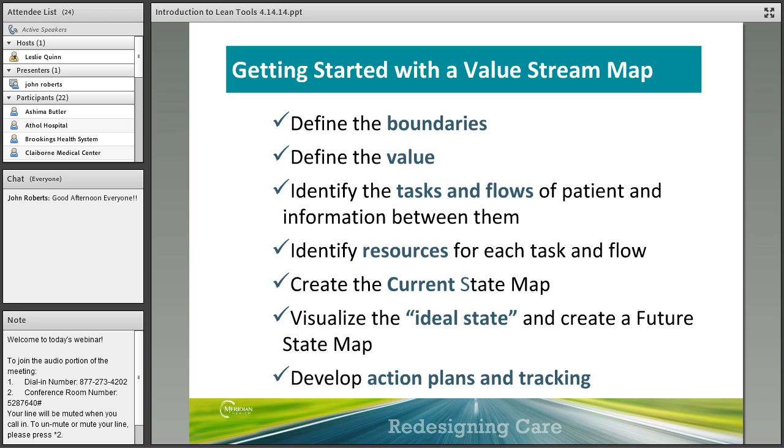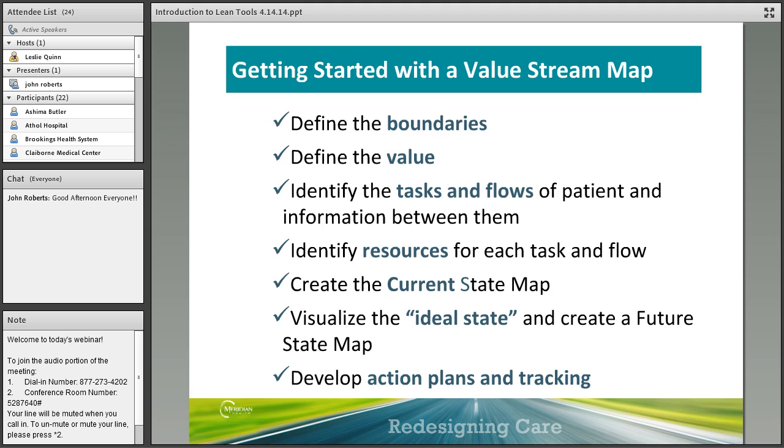And again, developing action plans and tracking so that we can get from our current state to our future state, and making sure we're eliminating that waste, providing better value, and making sure that whatever solutions we put into place are actually working.